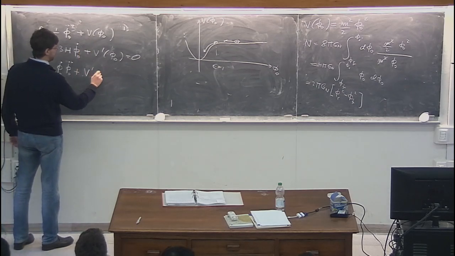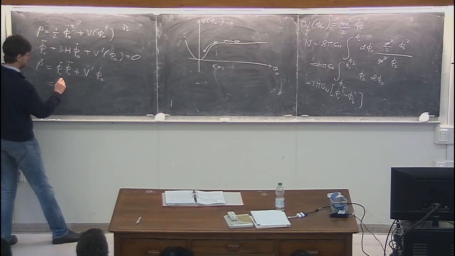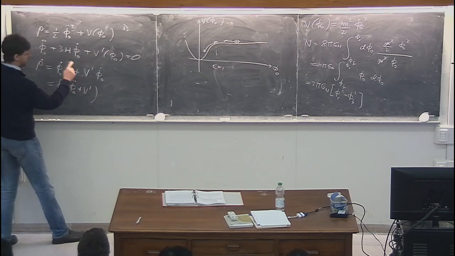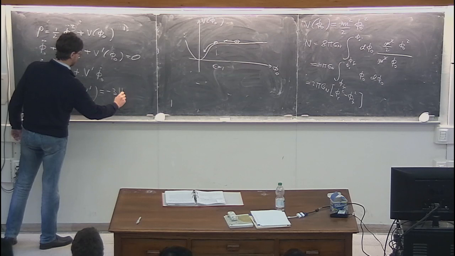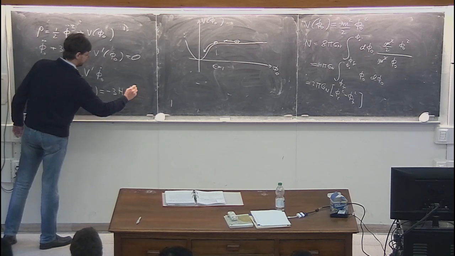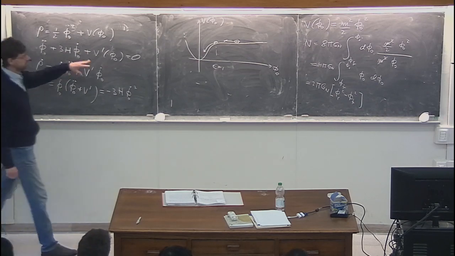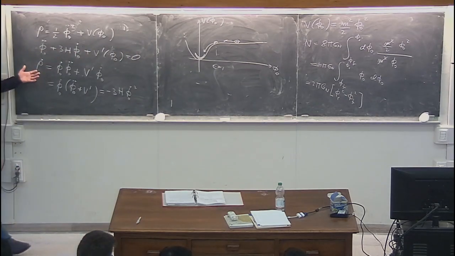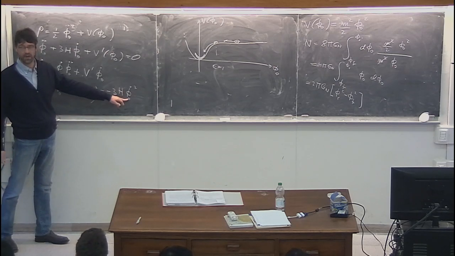plus V dot, which I can write as V prime times phi dot. So from here you see that I can collect the phi dot, multiplied by phi double dot plus V prime. Now I can use this equation, and this is nothing else than minus 3H phi dot squared. So far I haven't done any approximation. So I know that during the oscillations of the scalar field around the bottom of the potential, the equation of motion of the energy density is this one: rho dot is equal to minus 3H times the time derivative squared.